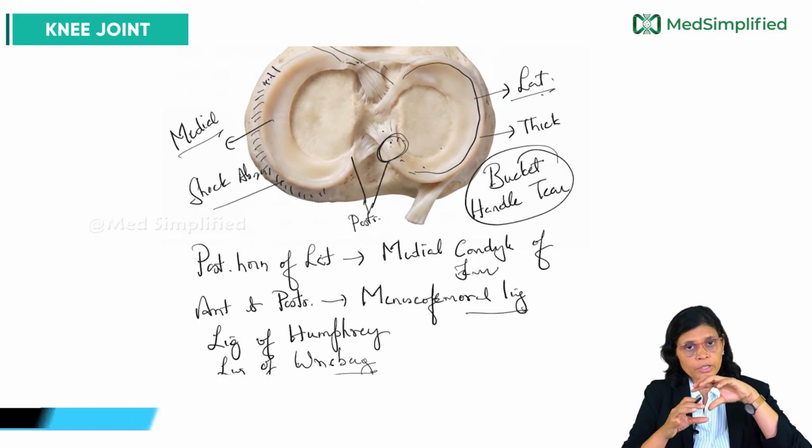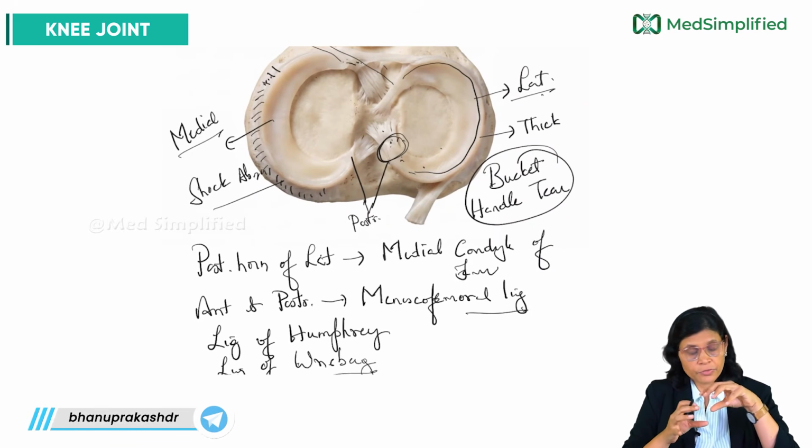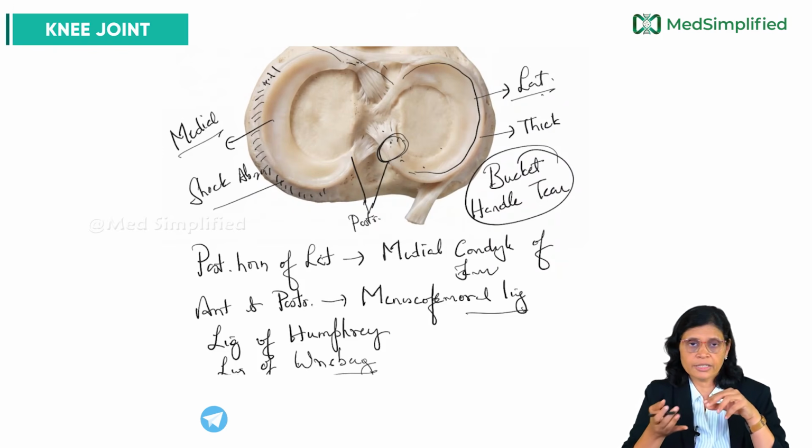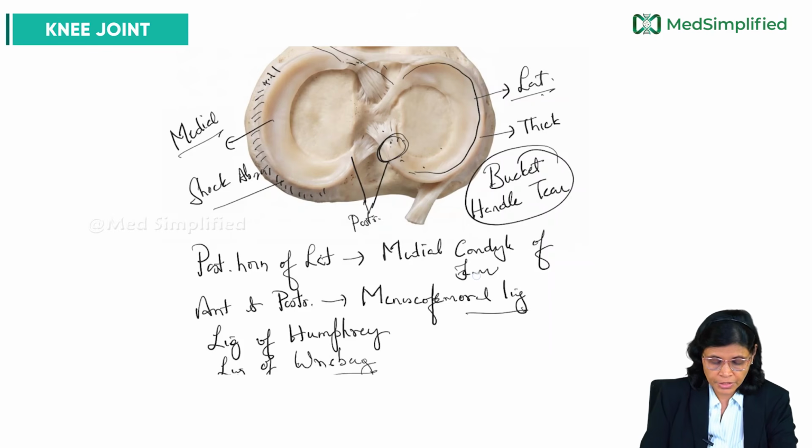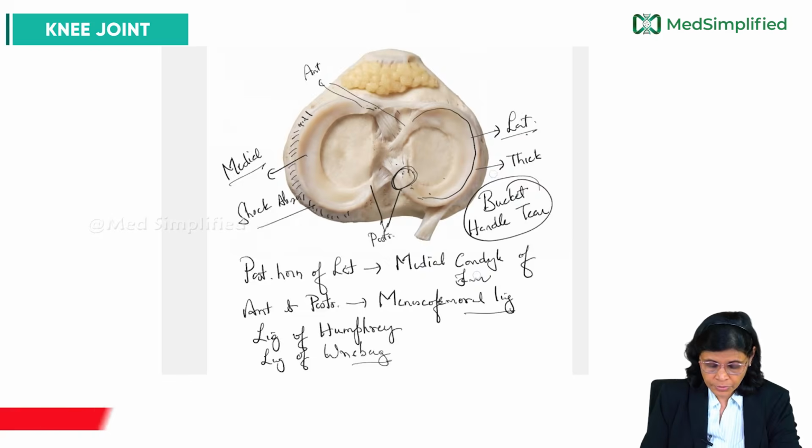When the pain is more on medial rotation of the tibia on the femur, it is basically because of medial meniscus injury, whereas if the pain is more on lateral rotation, it is lateral meniscus injury. So that is about those.